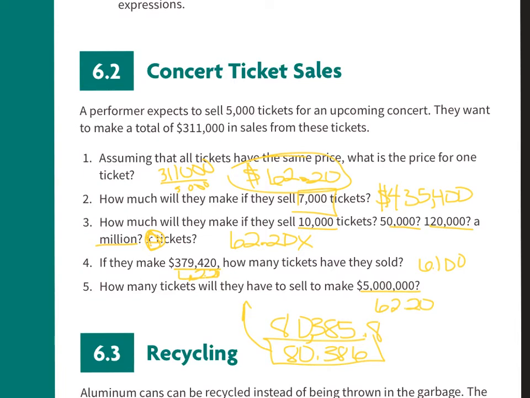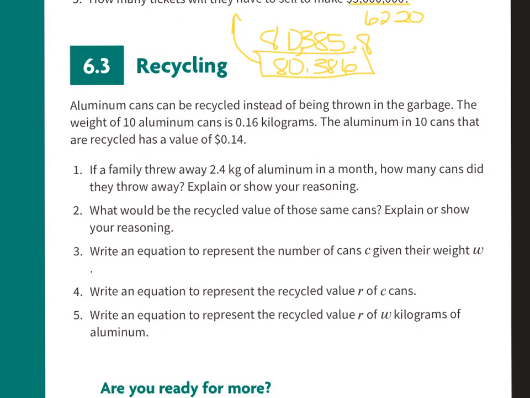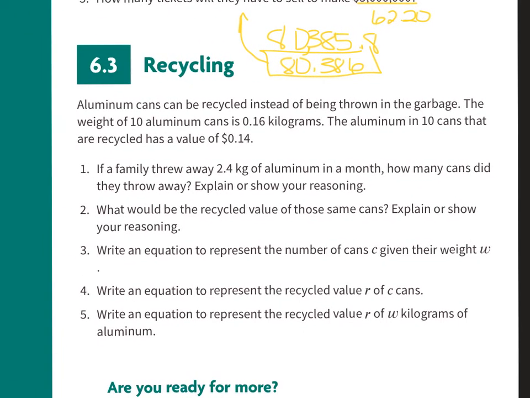Okay. Let's look at 6.3 on page 49. Aluminum cans can be recycled instead of being thrown in the garbage. The weight of 10 aluminum cans is 0.16 kilograms. So 10 cans is 0.16. The aluminum in 10 cans that are recycled has a value of 14 cents. So 0.16 kilograms and 14 cents for 10. Not 1, but 10. Okay?